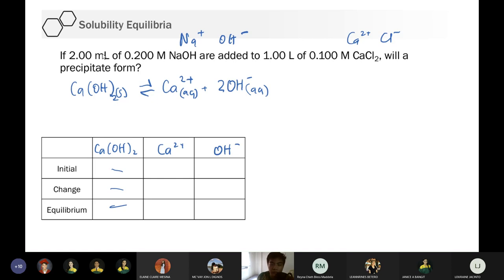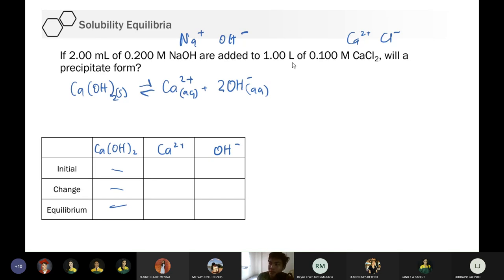Okay, so ano ba yung total volume ng solution natin? That will be 1,002 ml, di ba? Pag pinag-add mo itong dalawa. However, pwede tayo mag-approximate na lang. Bakit? Kasi, compare your 2 ml with 1,000 ml. 2 ml is very negligible, no? Okay, so that means it will not change the molarity of the solution by that much.